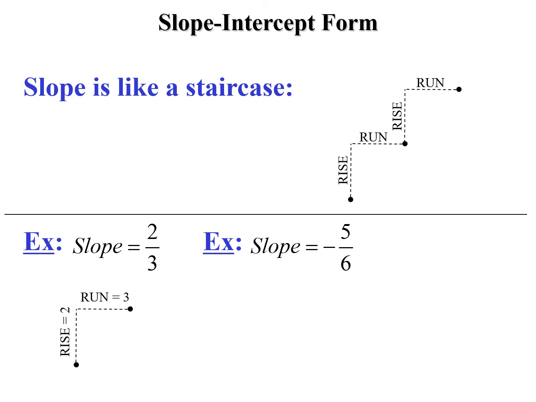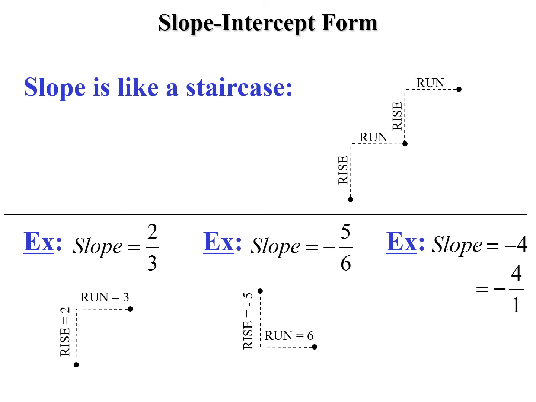If I have a slope of negative 5 over 6, my vertical movement is going to go down 5, so the rise is negative 5. The run is positive 6. If I have a slope of negative 4, when we have a whole number, we can always write it as a fraction with a denominator of 1. So we have negative 4 is equal to negative 4 over 1. So we are going to go down 4 and over to the right 1.